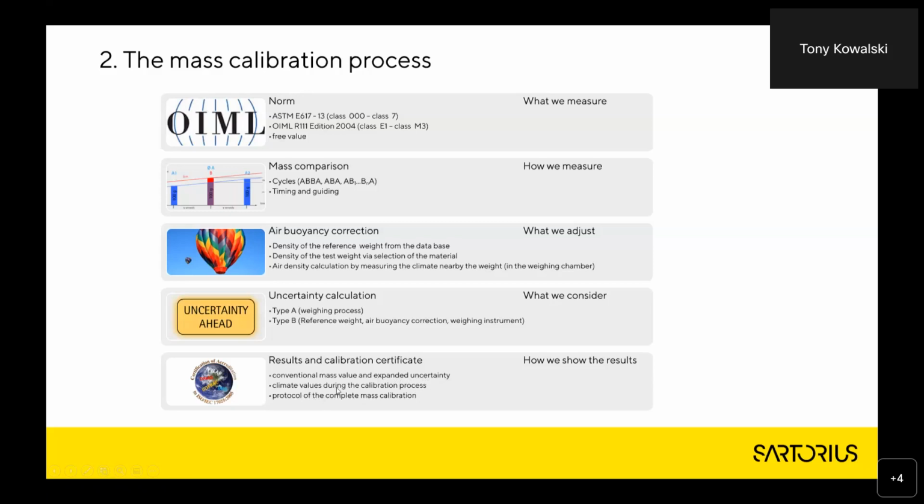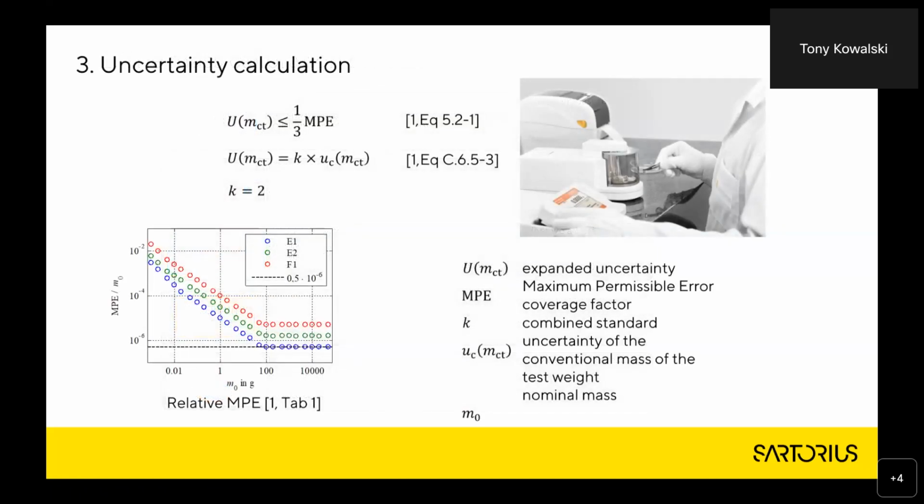Climate values are monitored throughout the process. Ideally, it could be recorded for each ABA cycle. And we have a protocol to make the final calculations to complete the mass calibration. So I'm not going to explain all of the calculations. They're shown here for information. They're taken from the OIML, and these are the references where you will find the calculations.